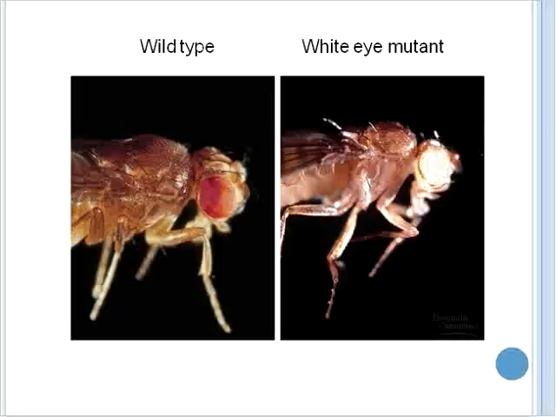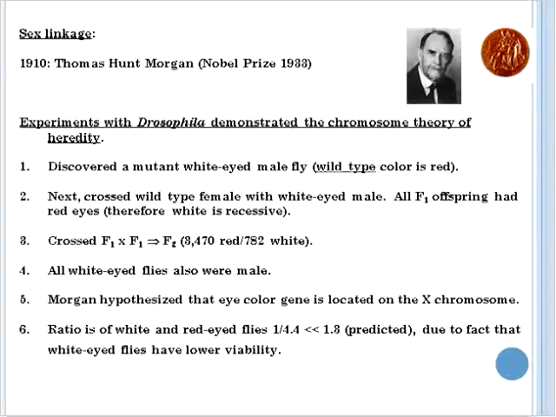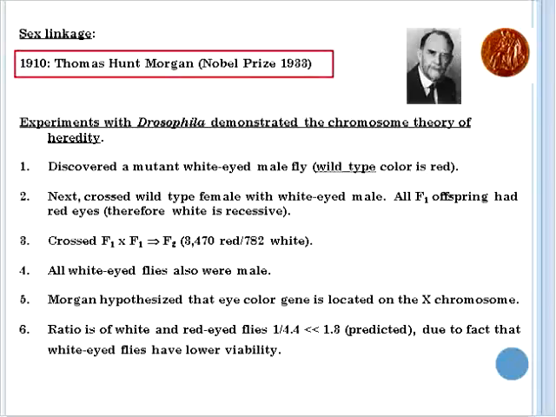In fruit flies, eye color exists in a number of forms. Wild type is, as you see in front of you, red eyes. The white eyes is a mutation. Morgan received the Nobel Prize for his work, which was awarded to him in 1933. His experiments with fruit flies demonstrated the chromosomal theory of heredity.